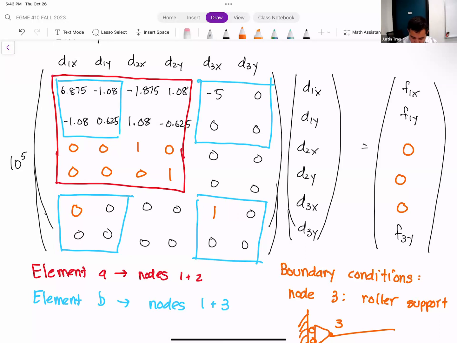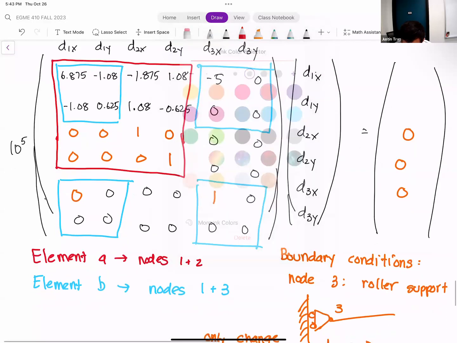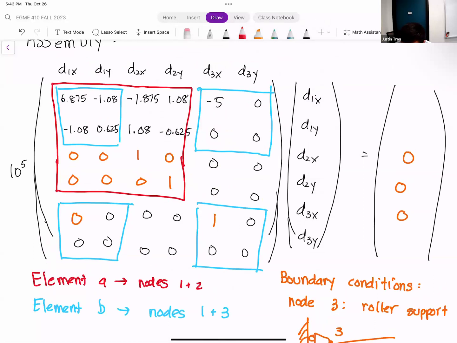All right. And so let's go ahead and apply our loads. Our only load in this case is going to be on node 1. We have a downward load of 25,000 pounds. So for F1Y, we're going to have a minus 25,000. And then F1X and F3Y, are going to be 0 in this case.